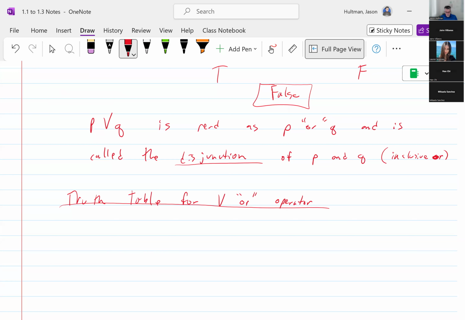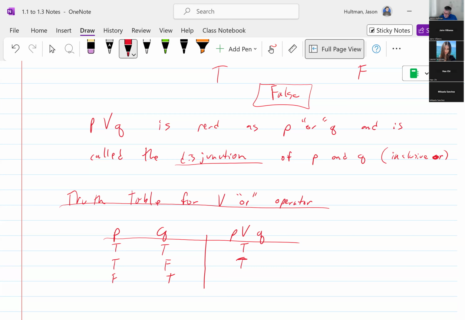Right? Okay, so P, Q, P or Q. If P is true and Q is true, then P or Q is also true. If P is true and Q is false, P or Q, well, we want either or. So P could be true, or Q could be true, or just one of them could be true. So thank you, Bob. It is true.